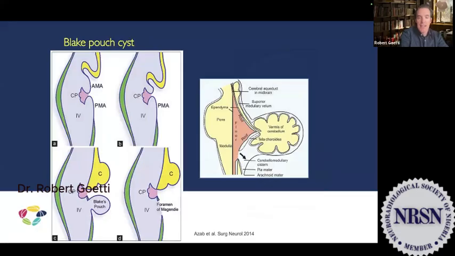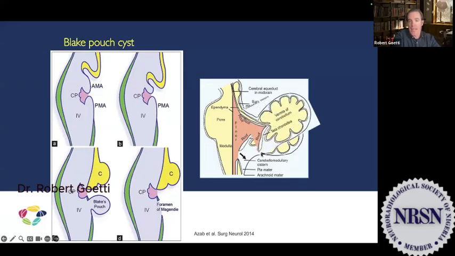Now, the Blake's pouch cyst, as I mentioned, is actually caused by failure of perforation of the foramen of Magendie. So the posterior membranous area will form the Blake's pouch, which is a transient structure. And when this perforates, we have the foramen of Magendie. If this fails to perforate, you get the Blake's pouch cyst. Now, in this drawing, you can see the choroid plexus is above the Blake's pouch cyst, and that's important to remember for differentiating from the Dandy-Walker malformation. So when we have the Blake's pouch cyst that expands, it will push the vermis upwards, and it will also push the choroid plexus upwards.